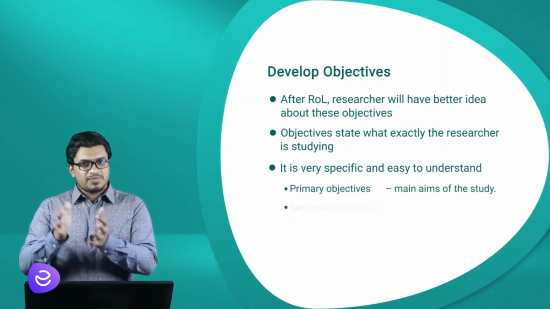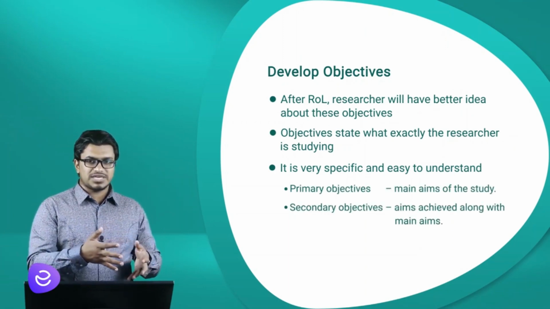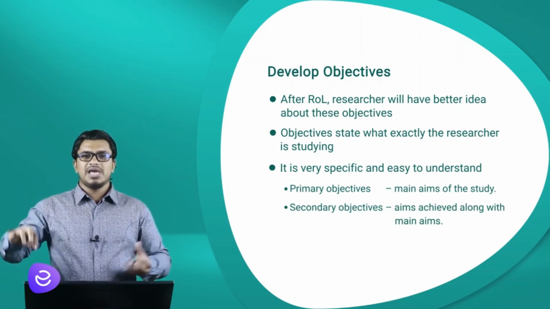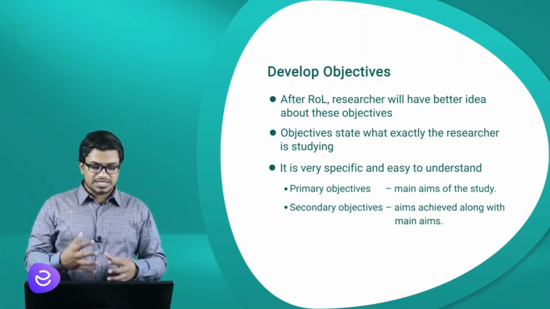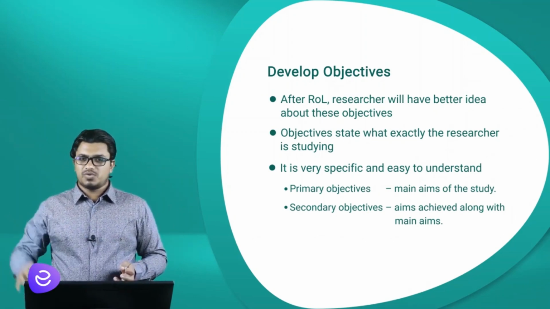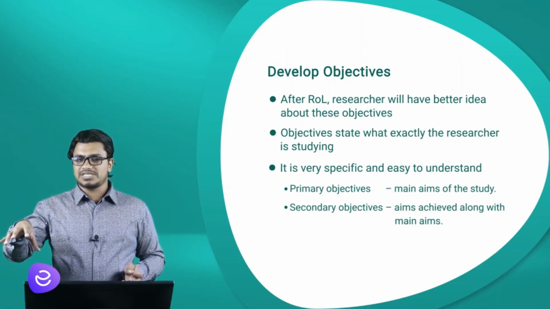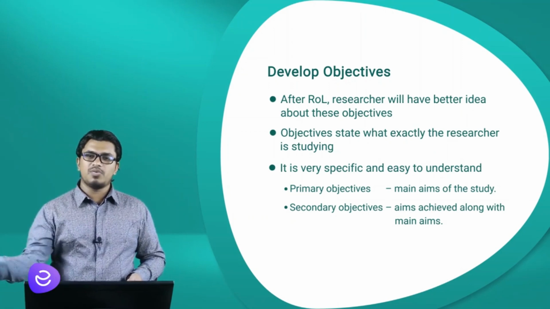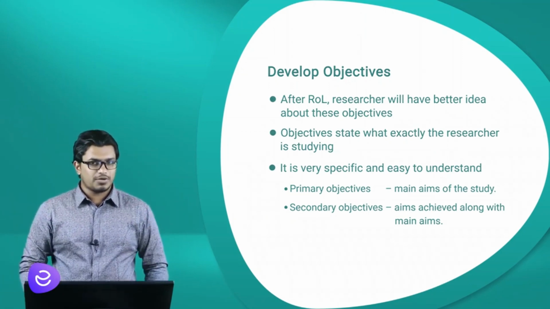Now objectives can be primary objectives as well as secondary objectives. Primary objectives mean the main objective or the main aim of the study, and secondary objectives mean the aims that are achieved along with the main aim. So the main aim is called the primary objective, and some other aims that we can achieve along with the main aim are called the secondary objectives.